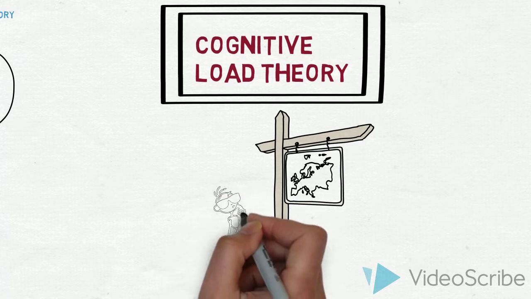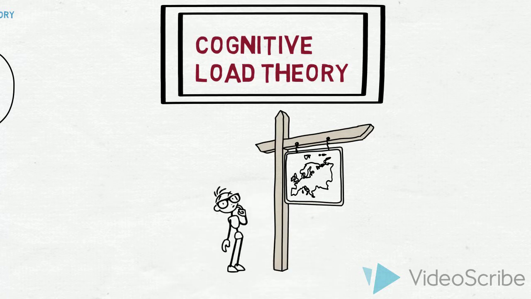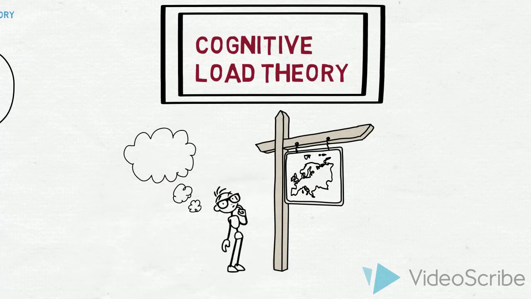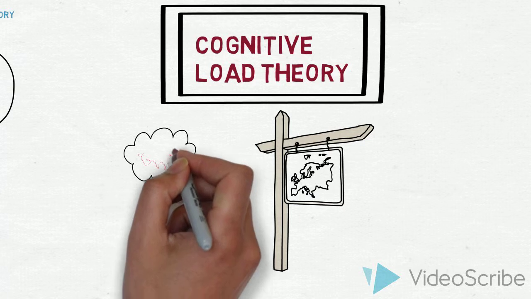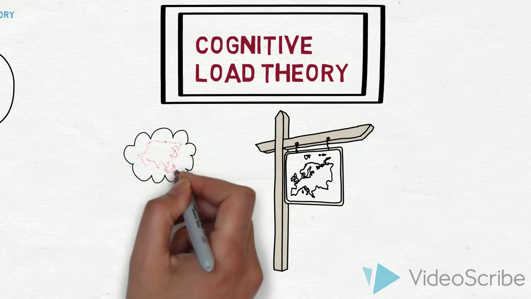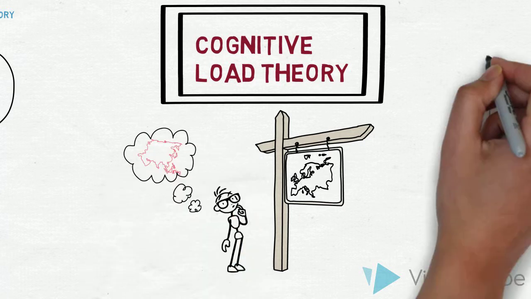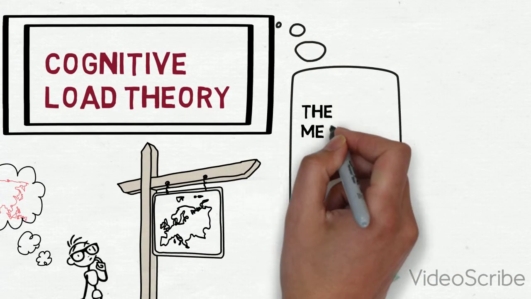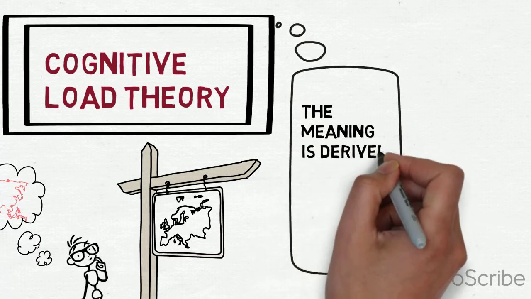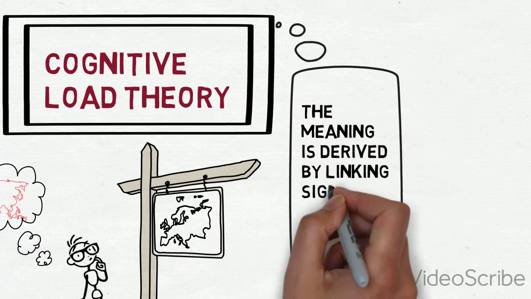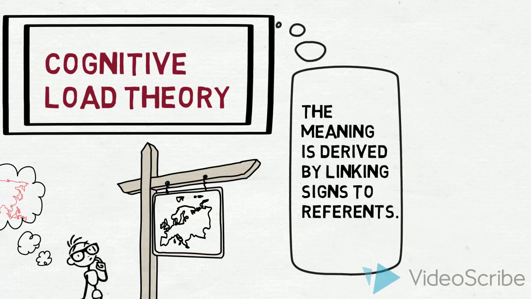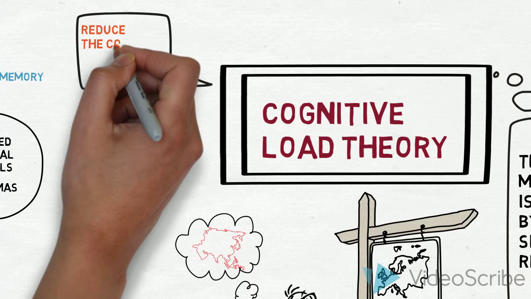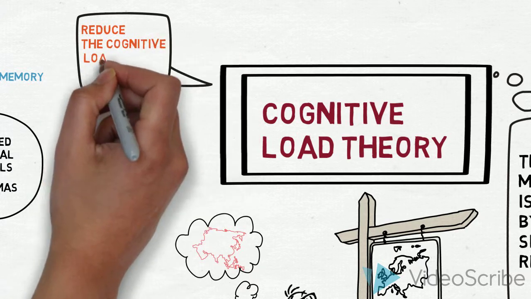When we see a map, we use our working memory, and with the help of schemas, the information is transferred to long-term memory. Therefore, the content of the map is actively constructed by what we bring to the map and does not necessarily exist in the map. And that means the meaning is derived by linking signs to reference. And we should remember that we have to always try to reduce the cognitive load.